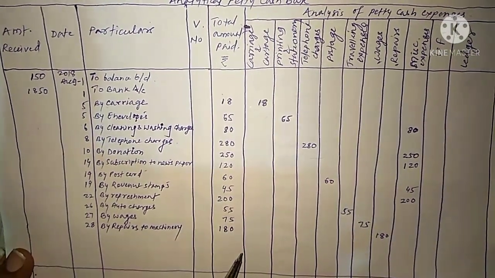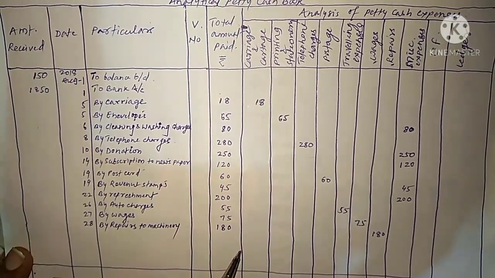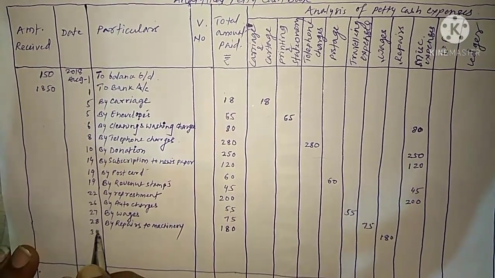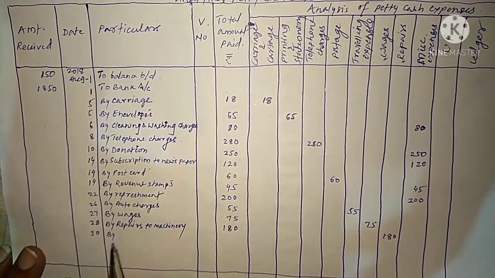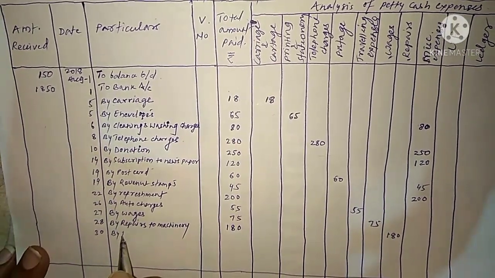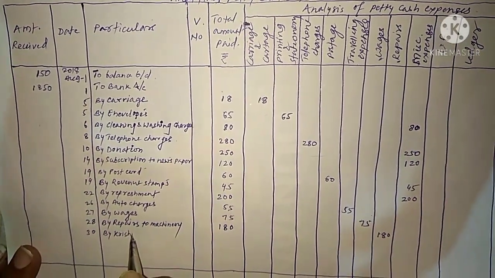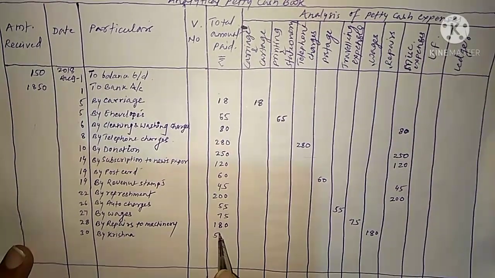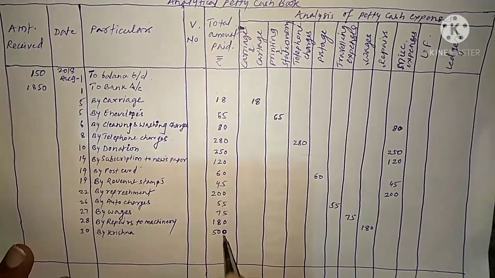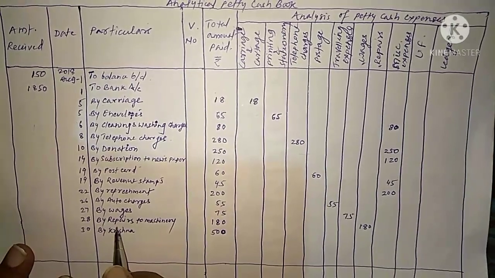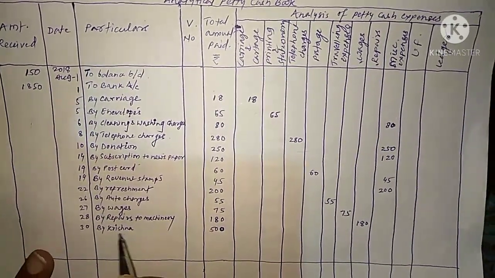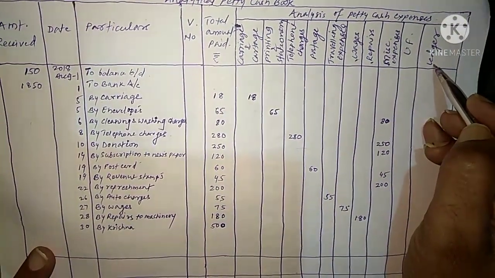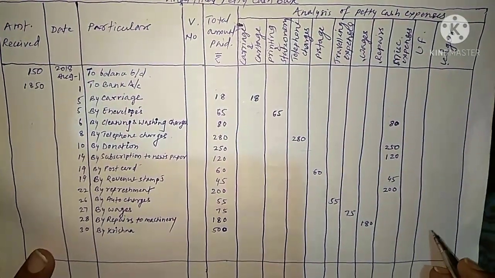And then there is a transaction on 30 August, paid to Mr. Krishna. So here we have to write by Krishna. And the amount is 500. So whenever any amount is remitted by the petty cashier to any person, that amount we have to write to the ledger account. This ledger account we prepared, ledger accounting head. Here we have to write 500.